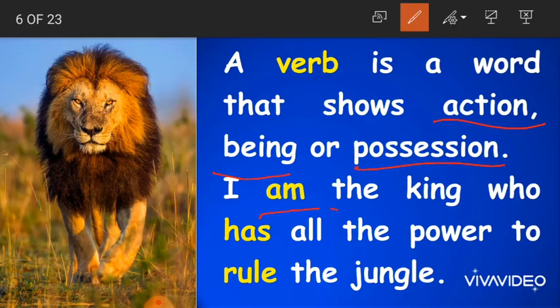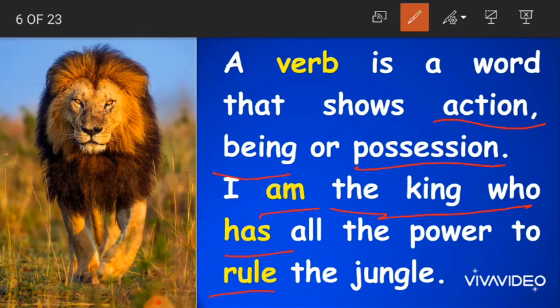I am the king who has. Has again verb. All the power to rule. Rule again verb. The jungle. See, here we are talking about the lion. So who is the lion? He is. If we talk about it in another way, am becomes is. He is the king. Is again a verb. Am here becomes a verb, because he is the king, that is or am becomes the verb.